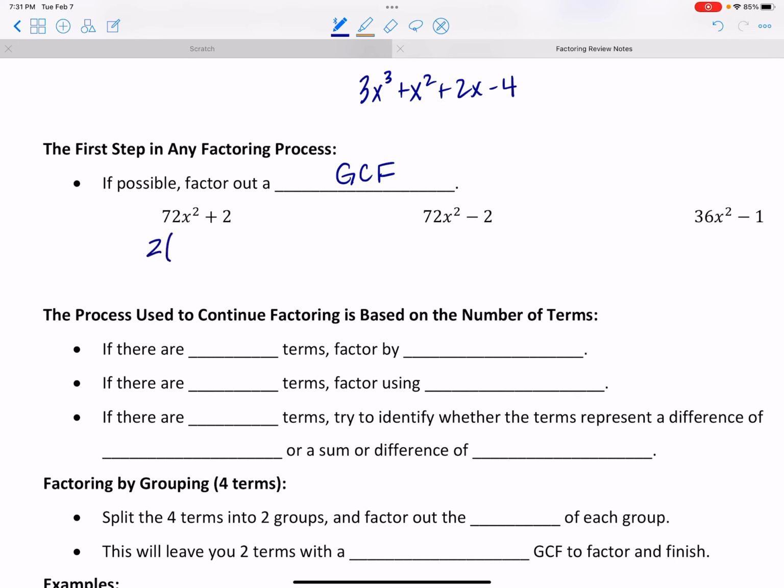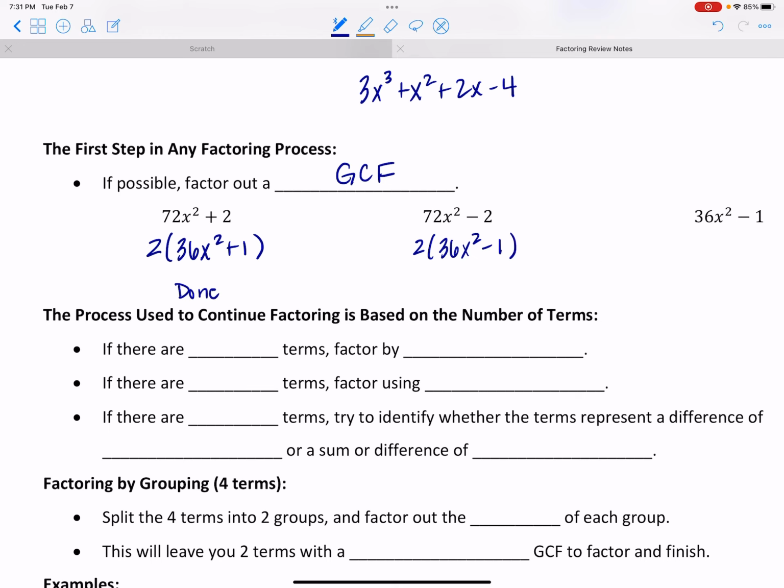We would factor out that 2, and that would leave us with 36x squared plus 1. Now in that case, GCF is all we can do, so we would actually be done with the factoring in this particular problem. If you look at the next example, there's still a GCF of 2, but when we factor it out, we're left with this 36x squared minus 1.